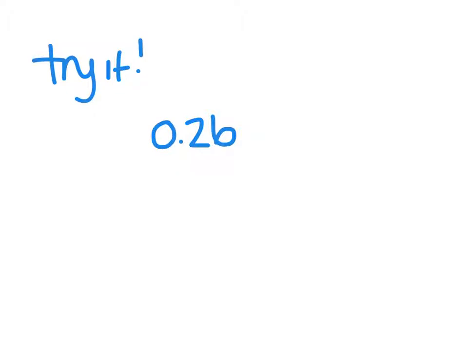Okay, so a couple of try it problems. Remember, you want to find the decimal and move it 2 places to the right. Go ahead and try this one on your own. Okay, find the decimal 2 places to the right, and then we write our percentage sign. So we have 26%.